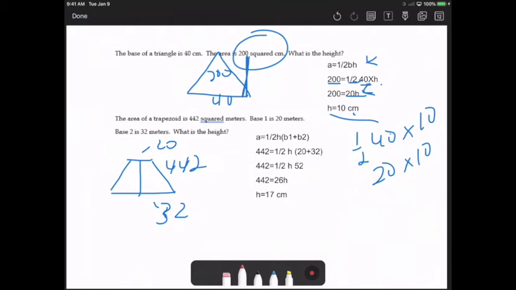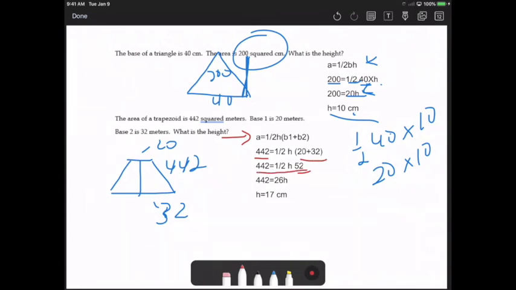So I used our formula. Area equals 1/2 times the height times B1 plus B2. So I fill in what I know. 442 is my area, half H. I don't know what H is for the height, but B1 plus B2 is 20 plus 32, which is 52.